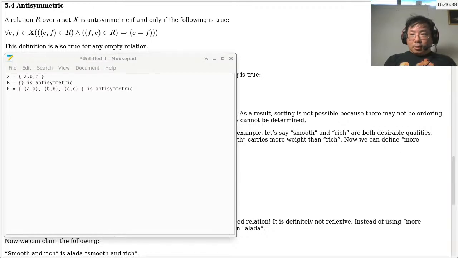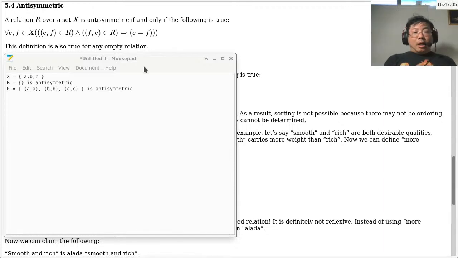And then Jonathan says, can you give an example of R where it is antisymmetric but not reflexive? Oh, that's easy. I'll get to that. And then B is the same way. If E and F are both B, then we have (B,B) in R being true. True and true is true. But B equals B is also true.